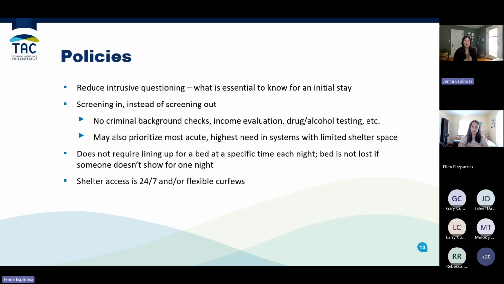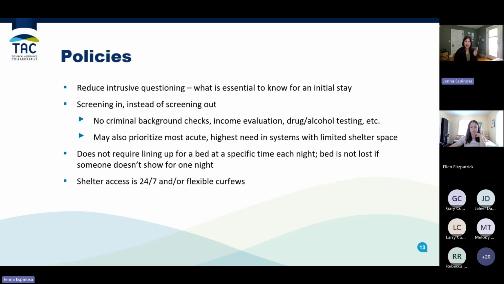Reducing intrusive questioning has come up a lot over the last few years, especially when we're thinking about coordinated entry, the types of assessments that communities have used through coordinated entry. This is the same for shelter intakes. And we see very different types of intakes for shelter. Some of them are very inquisitive and ask a lot of questions. Others are really low barrier. So the idea of reducing intrusive questioning is really making sure that we're only asking what is essential to know for their initial stay.